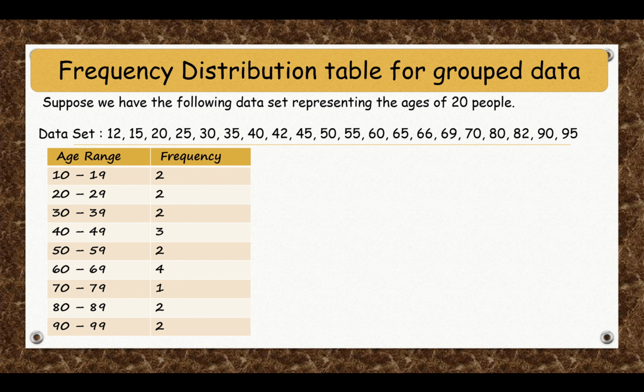In this example, 12 and 15 fall under the range of 10 to 19. The numbers 60, 65, 66, 69 fall under the range of 60 to 69. Similarly, you can do the same for the remaining observations. This is how we create a frequency distribution table for grouped data.